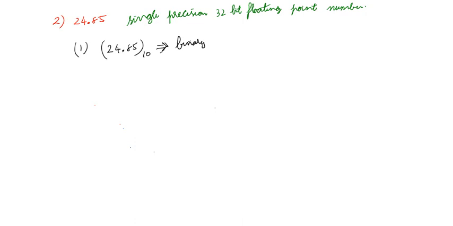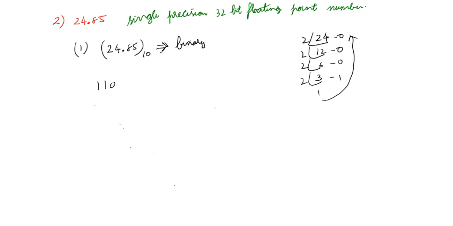How will you convert? Take the 24, keep dividing by 2. 12 times 2 is 24, remainder is 0. 6 times 2 is 12, remainder is 0. 3 times 2 is 6, remainder is 0. 1 times 2 is 2, remainder is 1. Okay, write it in this way. So the 24 is represented as 11000. Keep the binary dot.